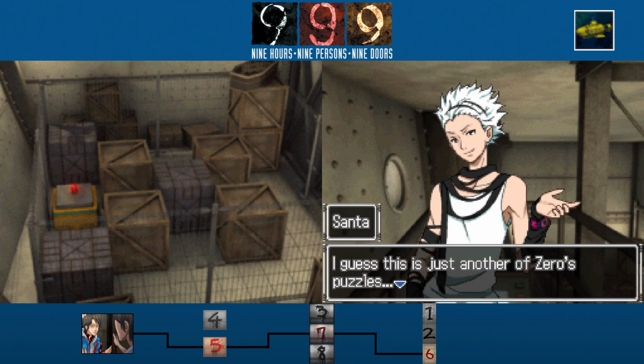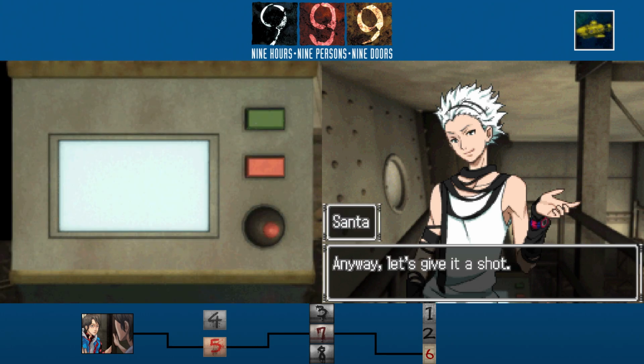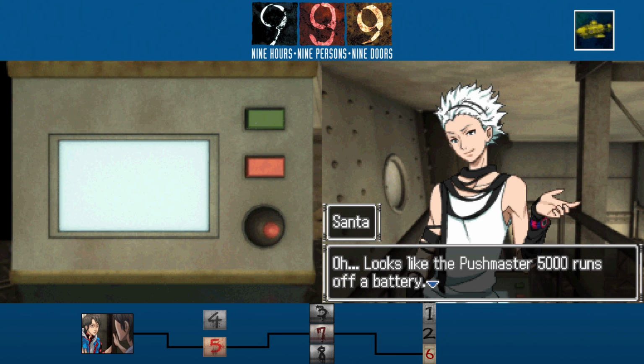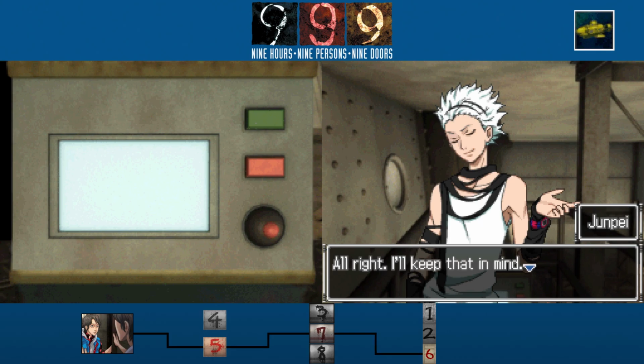I guess this is just another one of Zero's puzzles. Yeah. Anyway, let's give it a shot. Oh, looks like the Pushmaster 5000 runs off a battery. So to keep it from using up its energy too fast, it's been programmed so that it'll only start moving once its path has been completely programmed in. Alright, I'll keep that in mind.